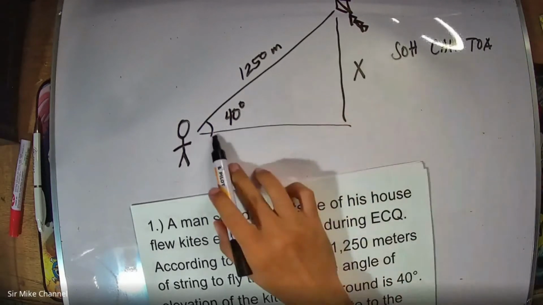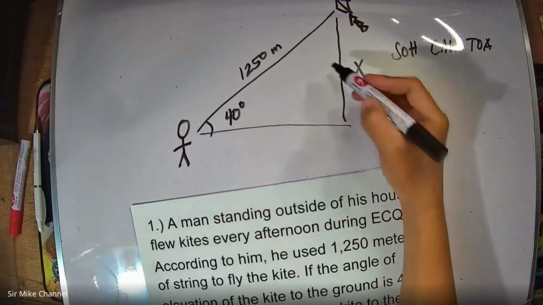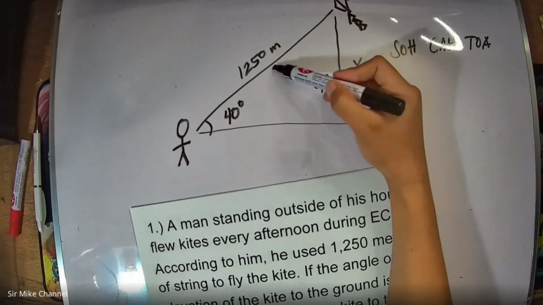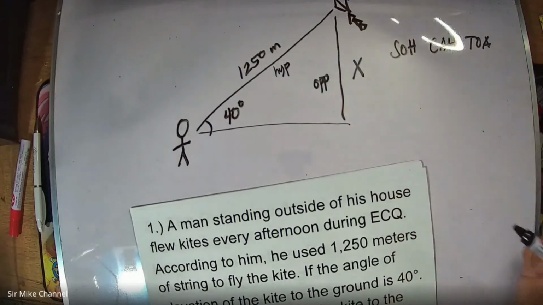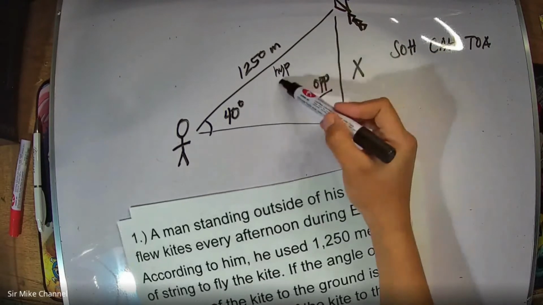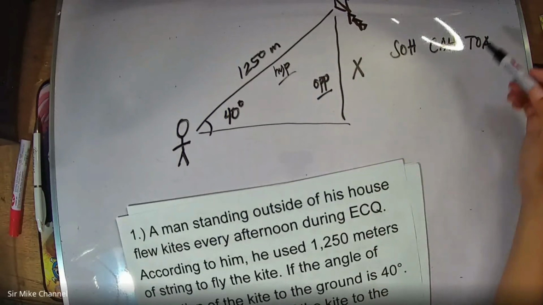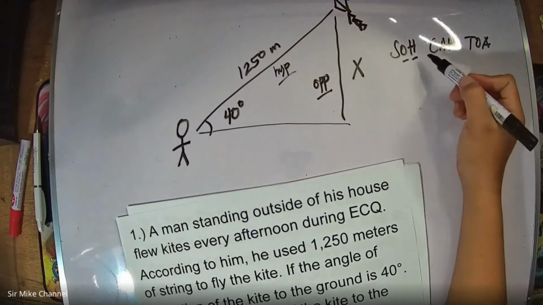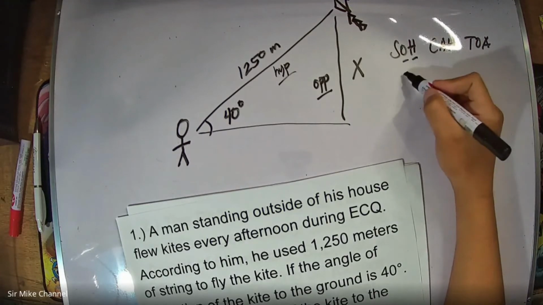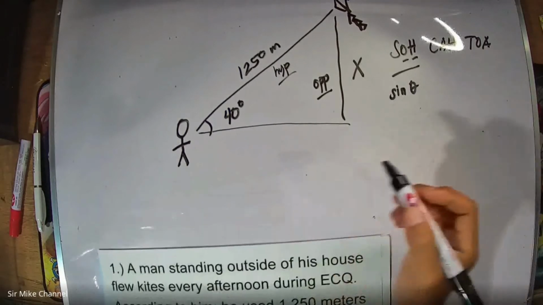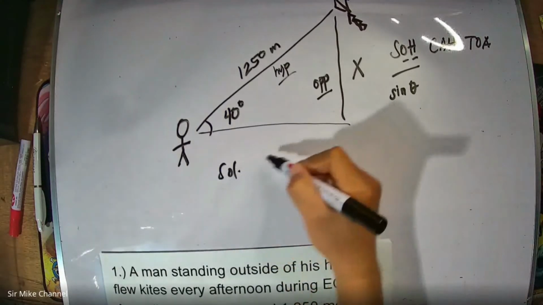Since this is our reference angle, this is the opposite, and this is the hypotenuse. So our given is opposite and hypotenuse. Which one will we use? Since we have opposite and hypotenuse, we will use sine theta. So here is our solution.